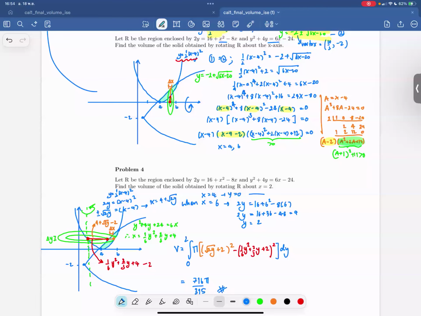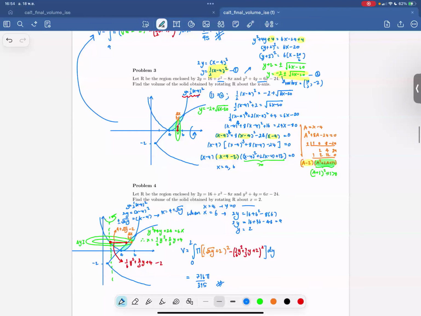Okay, so we move. Mike, is there any question? Okay, so we will move to the simpler one, the example 5.